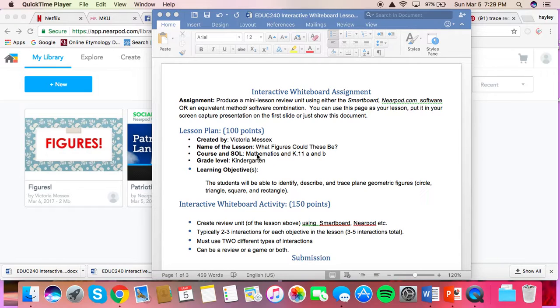So today you're going to be doing an interactive whiteboard assignment with the students. I created the lesson titled, "What figures could these be?" This is for my kindergarten class for their mathematics course, as it is SOL K11 A and B. The objective for this lesson is that the students will be able to identify, describe, and trace plain geometric figures: the circle, triangle, square, and rectangle.